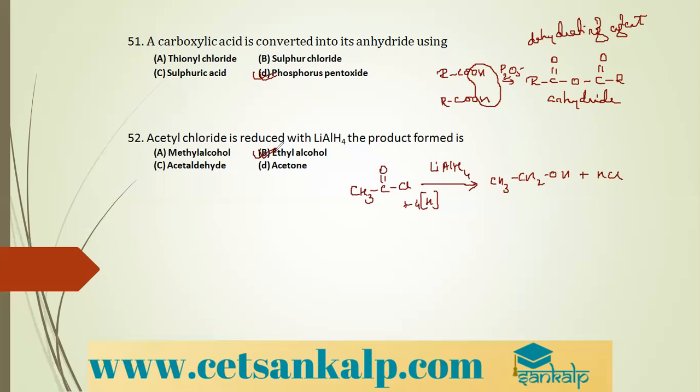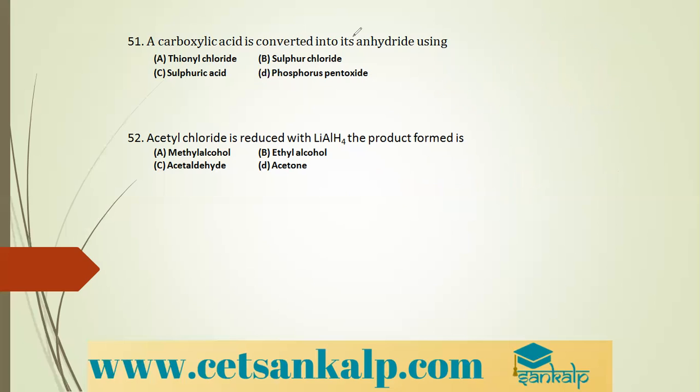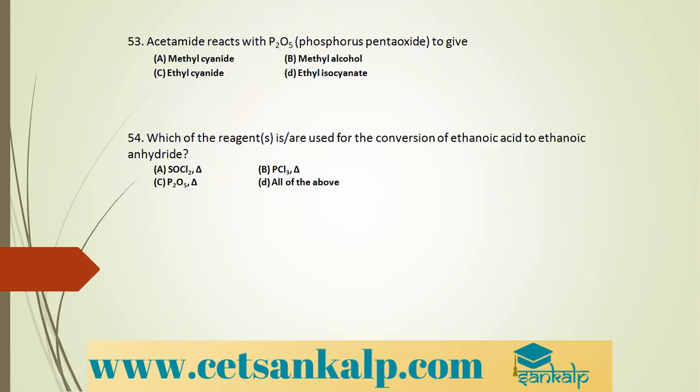We get ethanol or ethyl alcohol. So if you're using a very strong reducing agent, we get alcohols by reduction of acetyl chloride, acid chlorides. You can call them acid chlorides. So acetyl chloride, when it is reduced with lithium aluminum hydride, gives us ethyl alcohol.